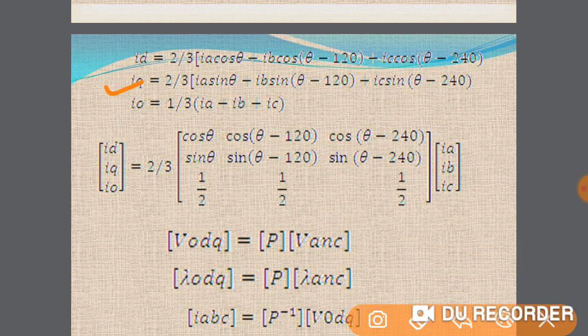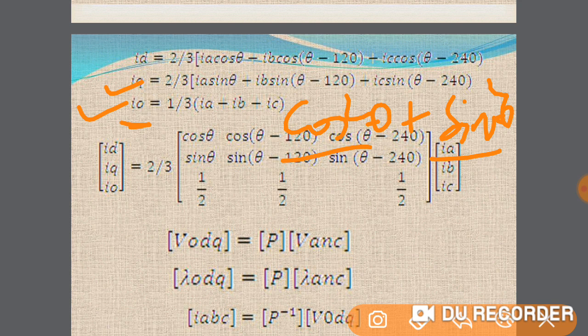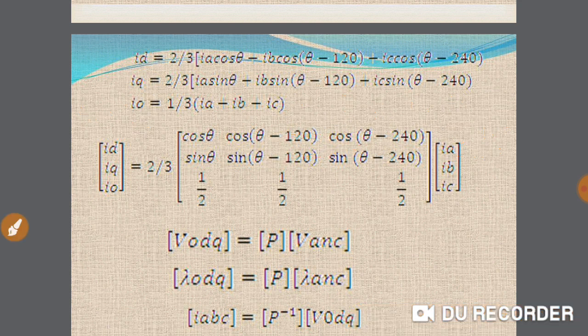So we get the equation of Q just as we got the equation for ID, and 0, that is the reference, will not include any of the terms of cos or sine. Why? Because by geometry, we know that cos square theta plus sine square theta gives the result of 1. So we will not include cos or sine in the case of I0. It will simply be the addition of IA plus IB plus IC. Okay, so we have got the three currents ID, IQ and I0.